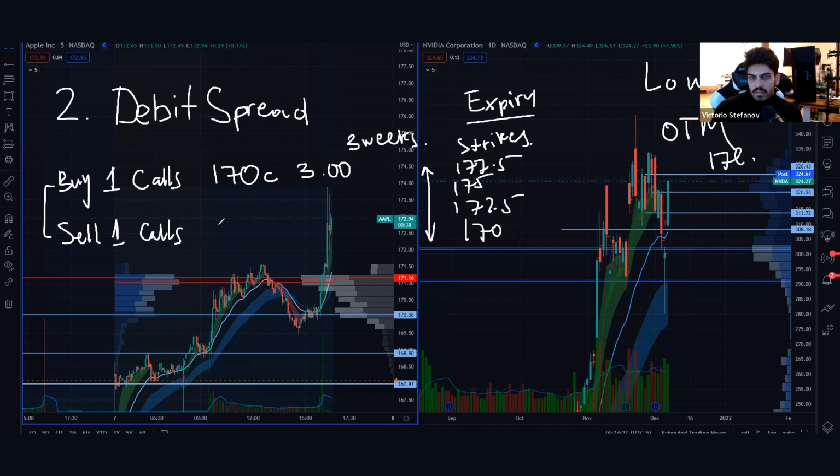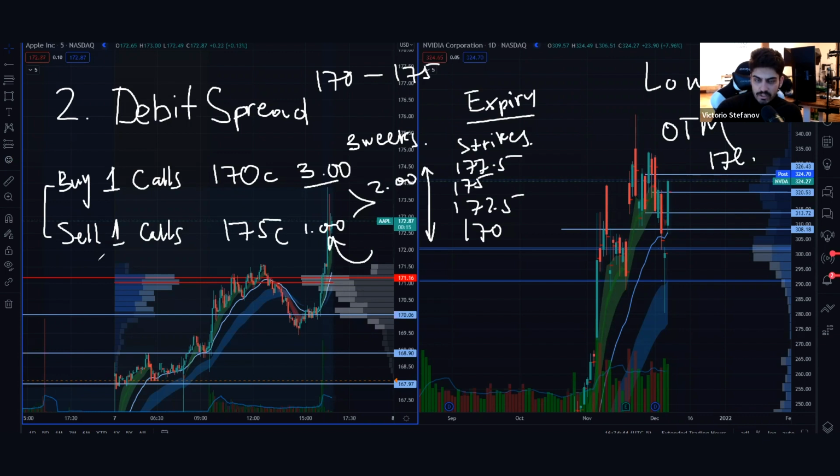And then if I want to reduce this cost, and I'm not super directional, but I think it's going to be in between 170 and 175, then I can sell the 175 call for the same expiry for maybe $1. Let's just assume I'm making these numbers up. That means the difference is what I pay, because I receive this as a credit when I'm a call seller, and this is going to be debited. So my total price for the premium is going to be $2, or $200 a contract.